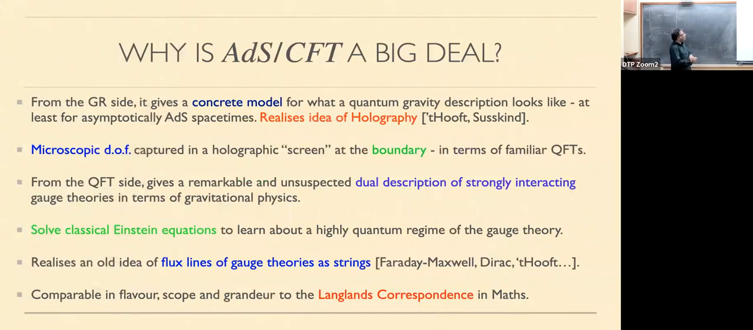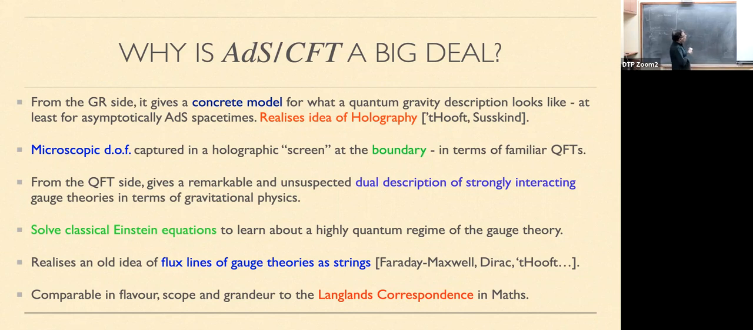So, maybe you've heard a lot of this before, but I just want to say why do people make such a big deal of AdS/CFT? From the gravity point of view, it gives a concrete model for what a theory of quantum gravity should look like. We hardly have any concrete descriptions, and we would of course like to finally describe quantum gravity in our universe, which is in some sense a de Sitter-like universe. But this is a major foothold that you get in knowing what should be the characteristics of a theory of quantum gravity.